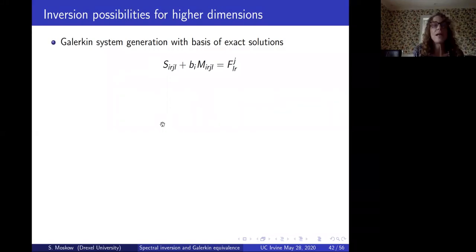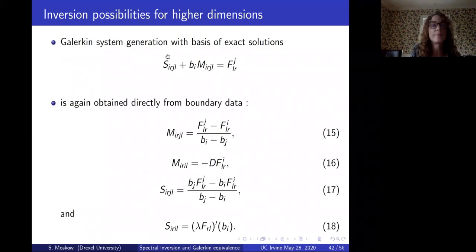Well, again, one has a Galerkin system for the basis of exact solutions, and we can get it from the data directly again. As you might have noticed, those manipulations that work in 1D also work in general for this problem. And so the mass matrix is computed by differences of these blocks, and the diagonal by their derivatives, and similarly for the stiffness matrix.